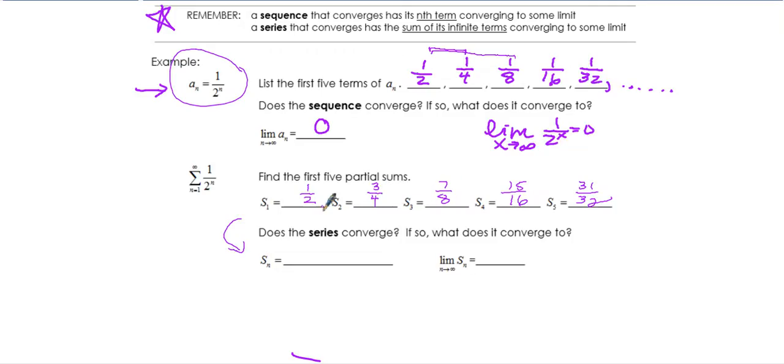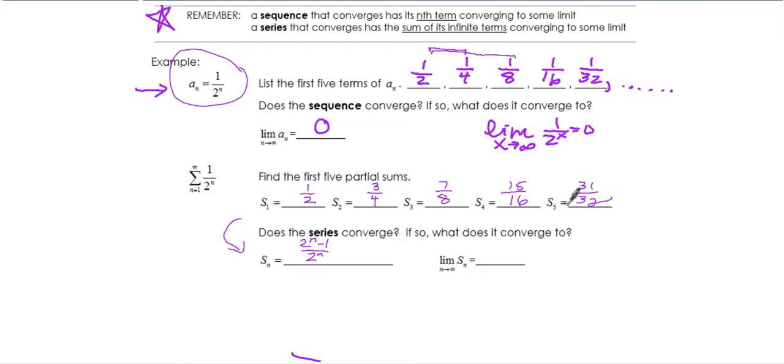Okay, so we know that the bottom of our partial sums is the same as it was for the sequence up here. So the denominator is going to be 2 to the n. 2 to the first, 2 squared, 2 cubed. Okay, that came right out of this formula here. We can just copy that over. And then the numerator is just 1 less than the denominator. So the numerator is 2 to the n minus 1.